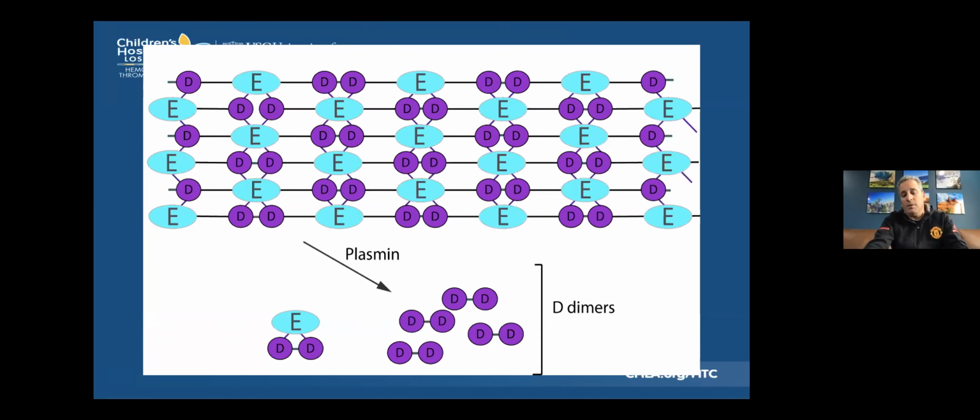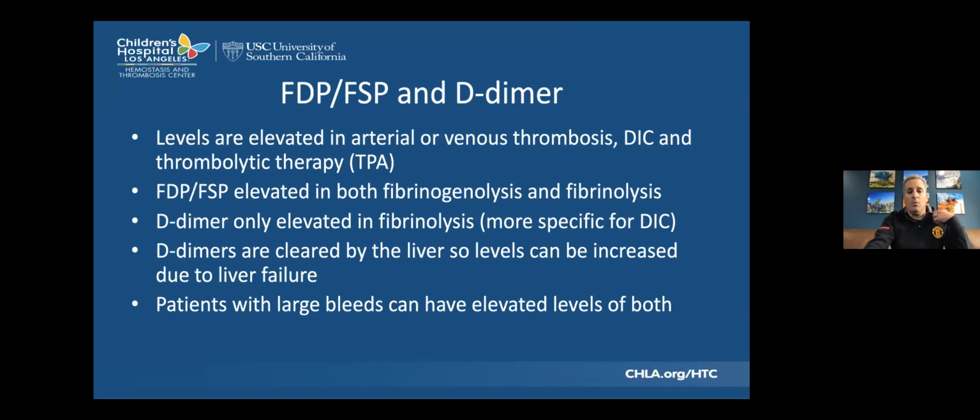So if you're asking, what is the D-dimer, where does it come from? That's kind of how that forms. And so that's the key difference, is that this is more specific for DIC and DVT, not for fibrinogenolysis. So when are these elevated? Levels are elevated in arterial and venous thrombosis, DIC, and thrombolytic therapy.